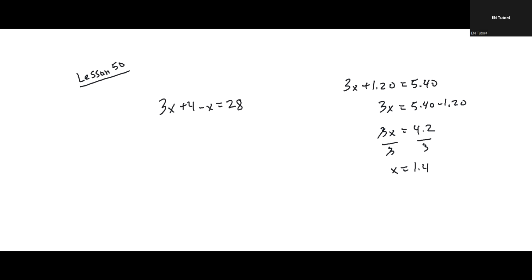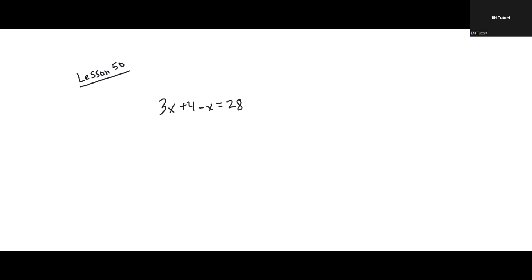All right, so this one, we have an additional step that we didn't have in the last one that we need to do first before we do the same steps that we did in the last example. The first step in this one is we notice that we have two terms here on the left side of the equation with an x in it, right? So the first thing we want to do is combine like terms. So 3x minus x is going to leave us with 2x. So on this side of the equation, we have 2x plus 4 equals 28.